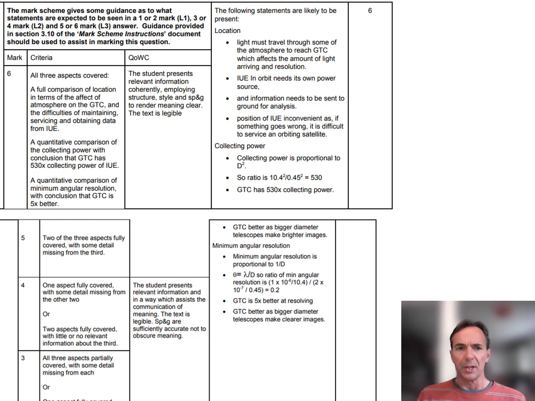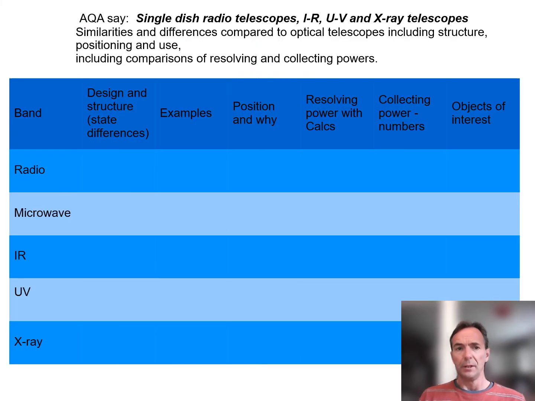There we go. So you want to pause the video there to have a good look at your numbers. So GTC was 5 times better at resolving. GTC was 530 times the collecting power. And of course, you've mentioned those as well. So pause that if you want to have a good look at that. And that's the signal.